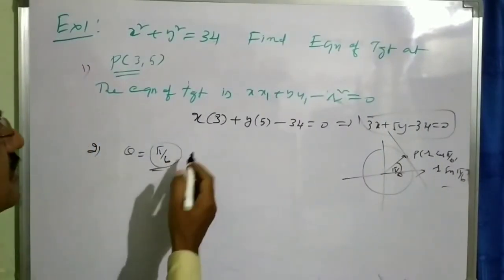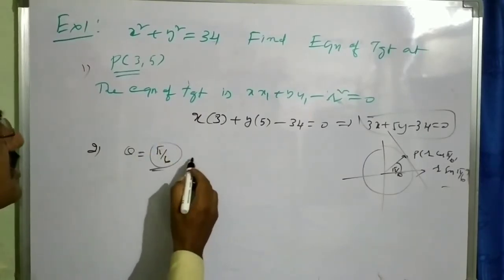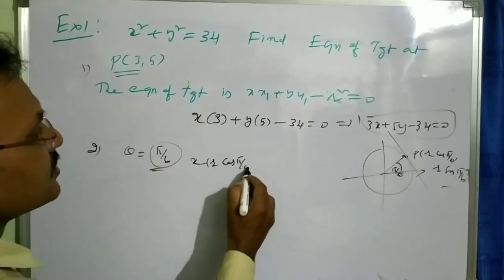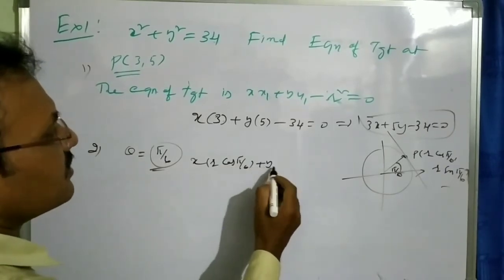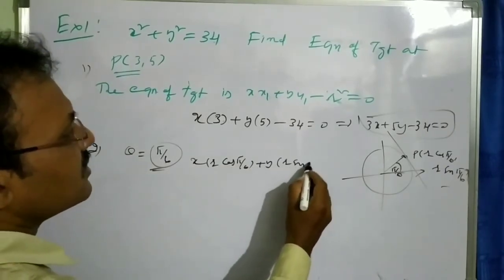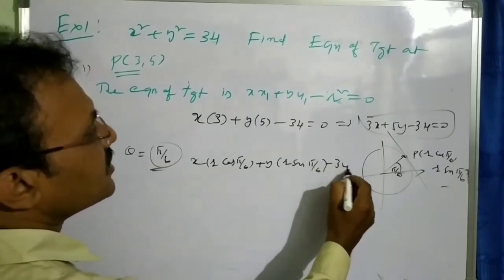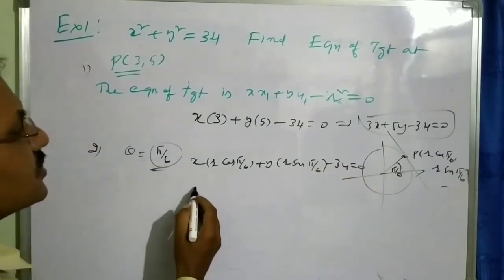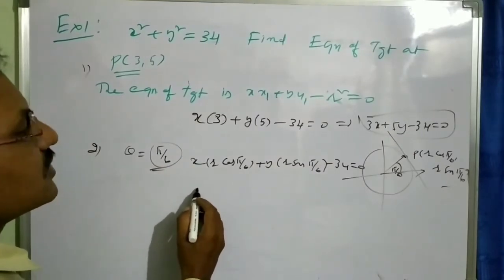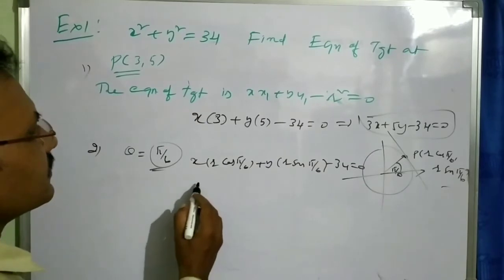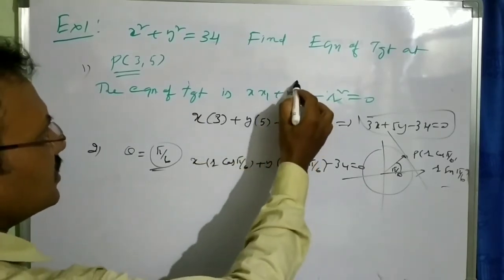How can you write it? Same process. x1 means r cos theta, that is pi by 6, plus y1 means r sin pi by 6, minus 34 is equal to 0. So what is r? Here r is equal to root 34.